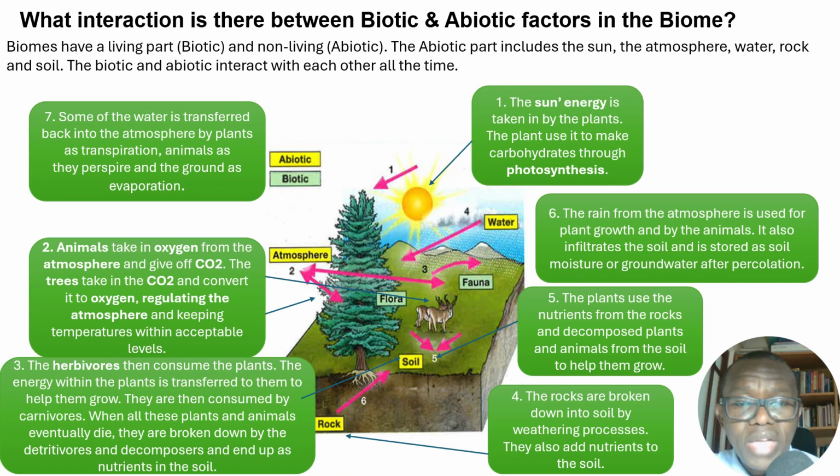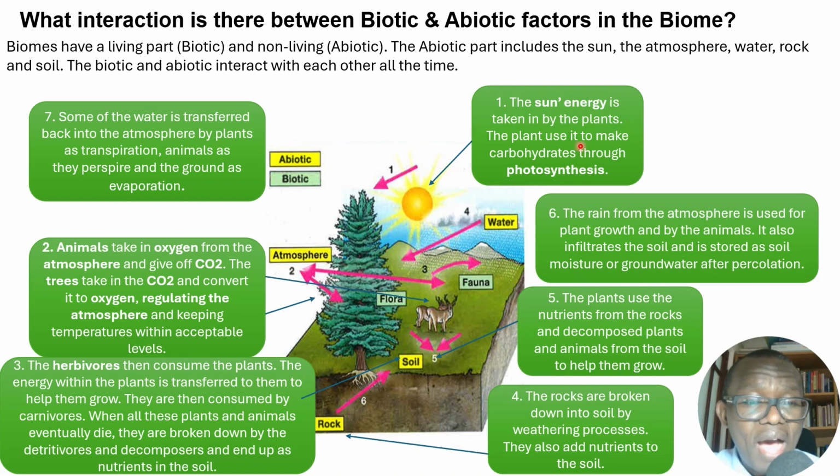So we've got a summary here, and we'll start off with the sun's energy. Now, as we've said, the sun is the abiotic part, and the sun's energy is taken by the plants, and plants obviously are the biotic. So sun abiotic, plants biotic, and they're interacting because the sun's energy is being taken in by the plants to make carbohydrates through the process of photosynthesis, and those carbohydrates obviously are what those plants need to grow. So the sun is helping the plants to grow and to thrive.